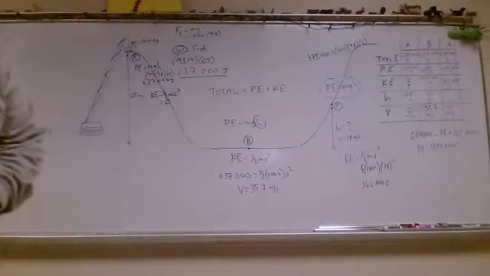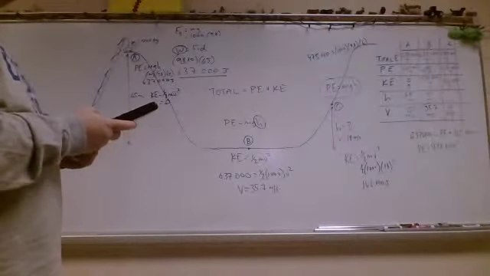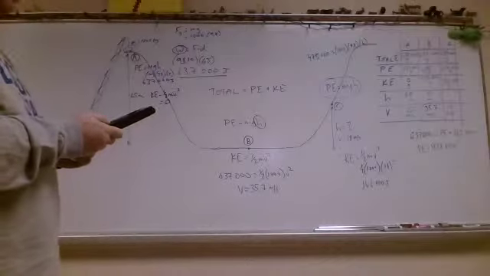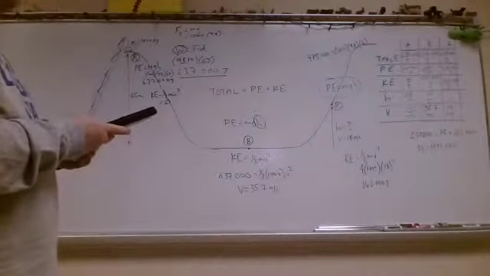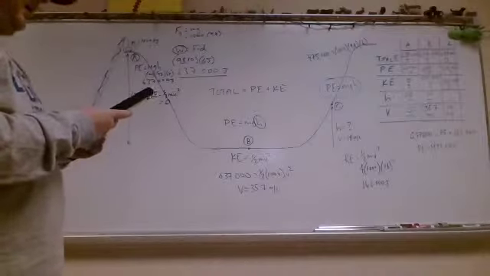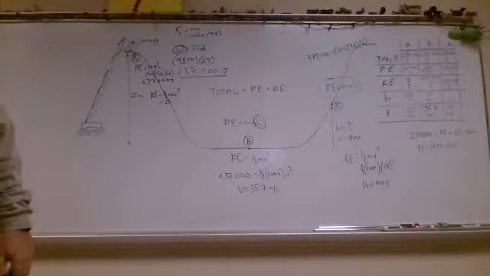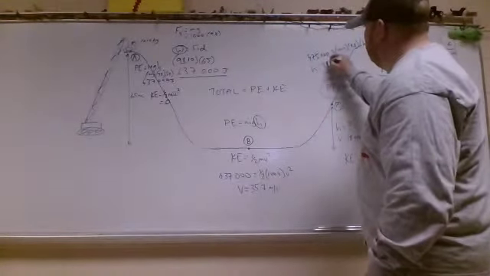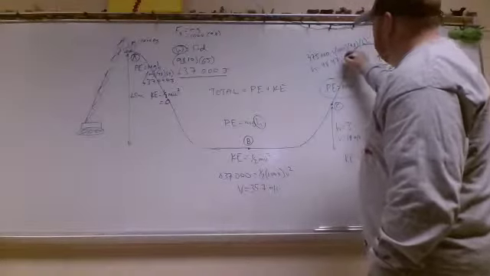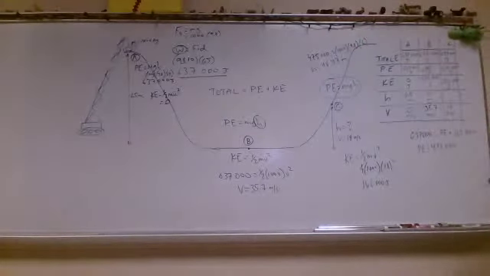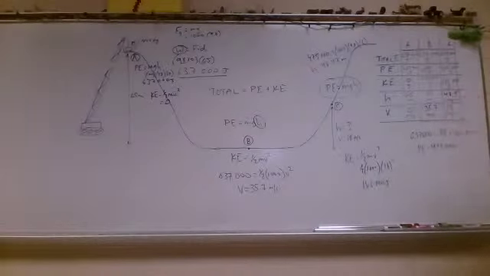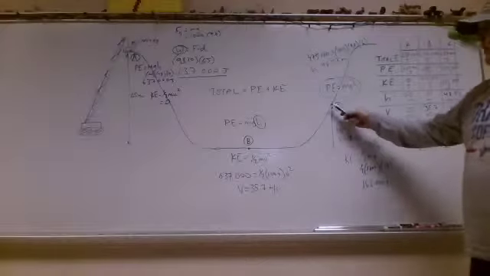So I solve for H. 475,000 divided by 9,800, and I get 48.47 meters high. So just call it 48.5 meters, which makes sense.